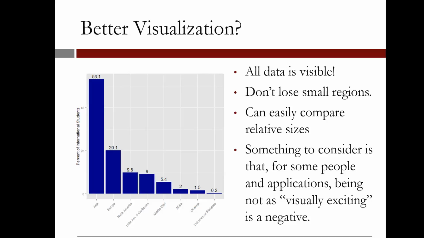So we just made this plot in ggplot2. When we compare it back to the pie graph, the first thing I notice is that now all the data is visible. We haven't lost the small regions, and we can read out the exact share that comes from Africa, Oceania, and the unknown or stateless column.